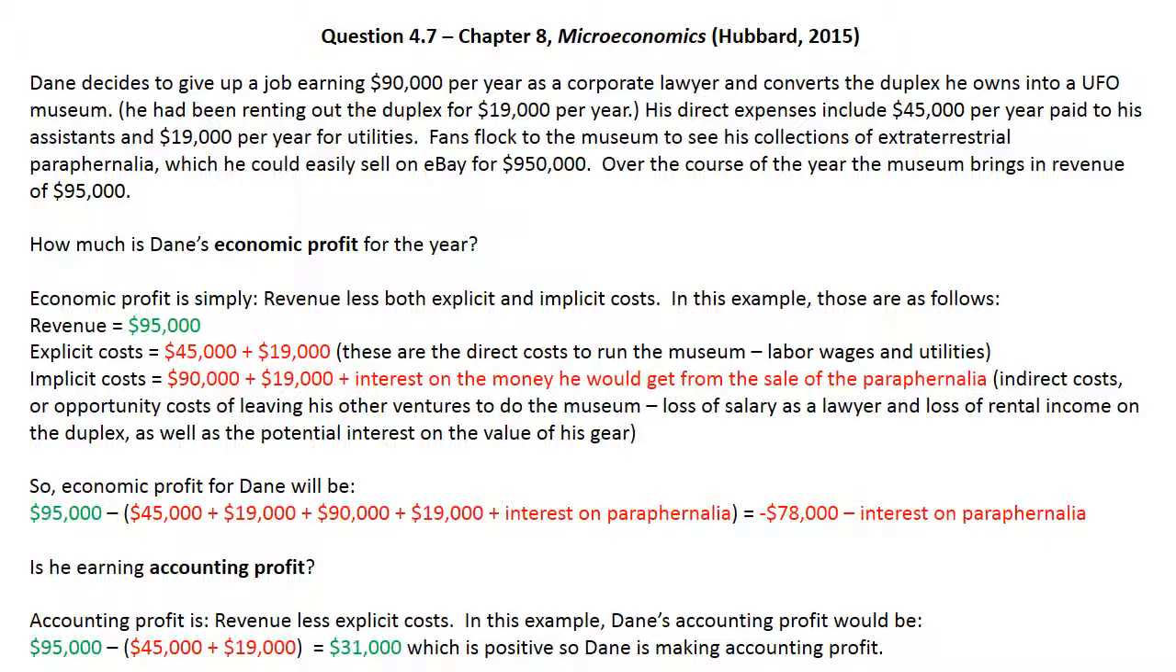However, he is making much less money than he was making as a rental owner and as a corporate lawyer. So when he looks at both of his choices, obviously the choice to run the UFO museum is earning him less money than his other work.